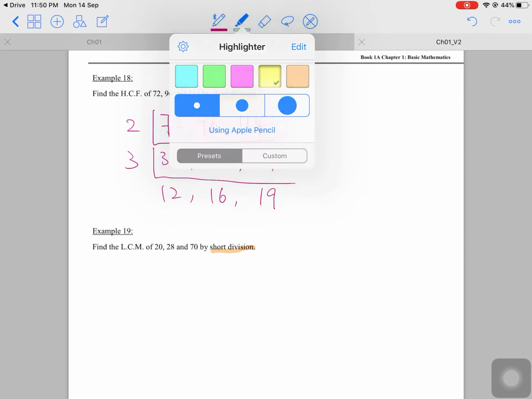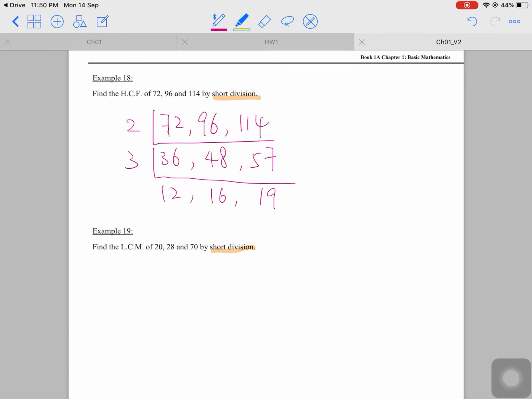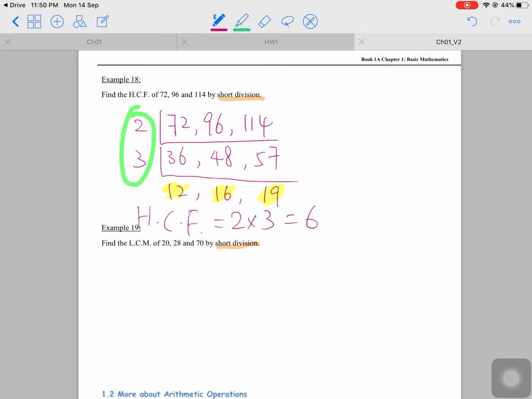For HCF, you need to take out the common factor. Among 12, 16, and 19, no more common factor, 冇公因數啦. Then finally, the HCF is just these numbers taken out. It's 2 times 3, which is 6.